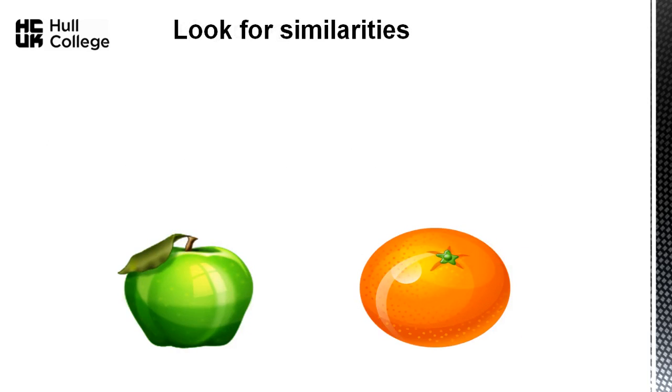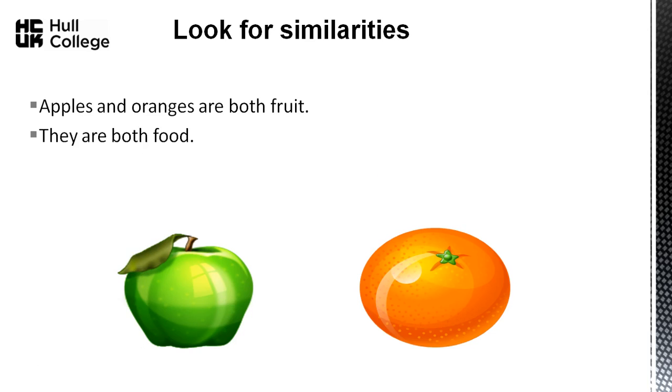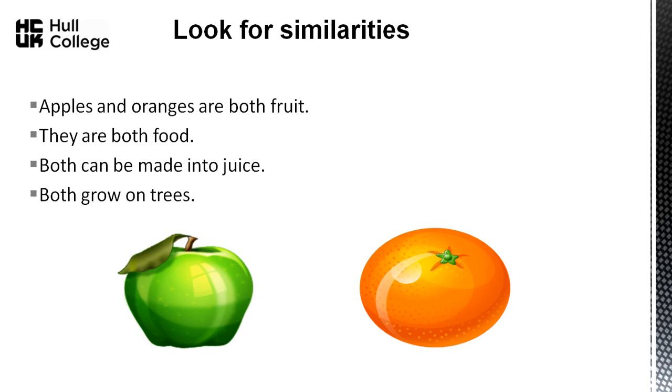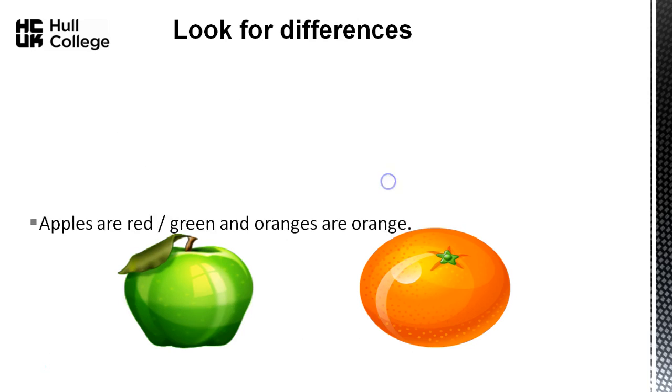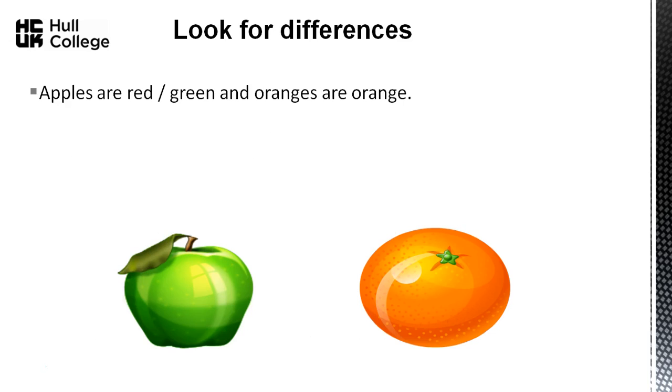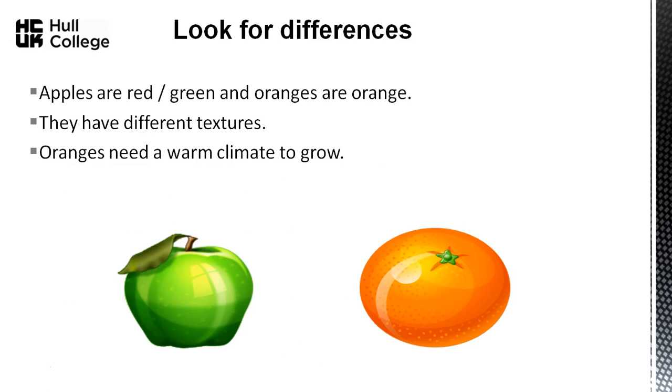So to do this, we look for similarities. Apples and oranges are both fruit. They are both food. Both can be made into juice. Both grow on trees. We also look for differences. Apples can be red or green, and oranges are orange. They have different textures. Oranges need a warm climate to grow. Apples can grow in cooler climates.